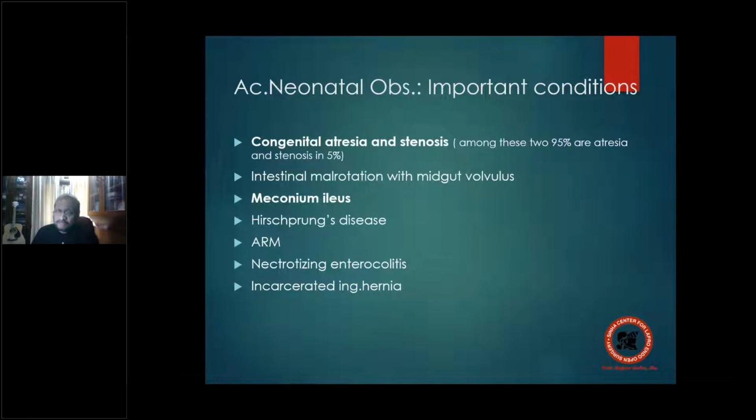Intestinal malrotation, midgut volvulus, we already talked about that. We talked about small bowel volvulus, we already covered that. Meconium ileus, Hirschsprung disease, ARM, necrotizing enterocolitis, incarcerated inguinal hernias. We'll be covering these two in bold, congenital atresia and meconium ileus. The rest of them would be dealt with in their specific chapters.